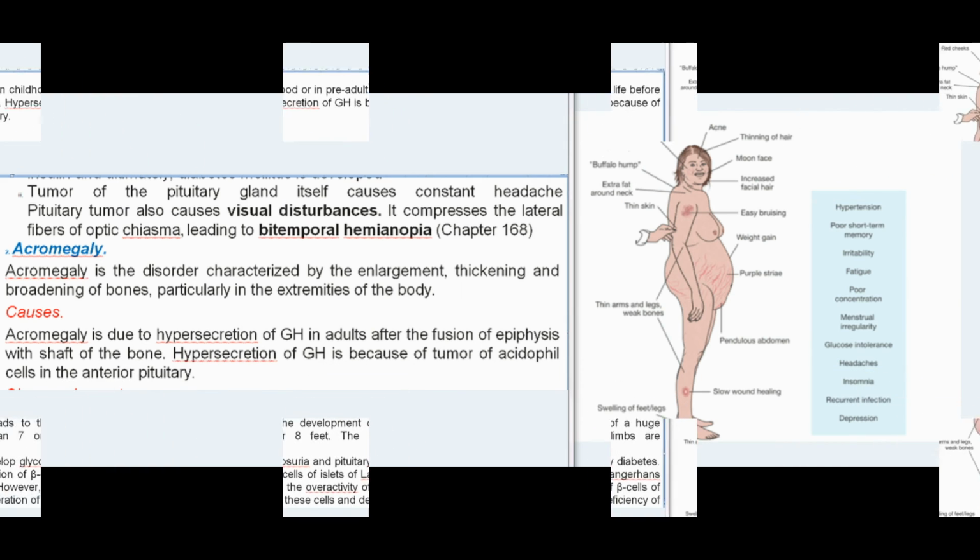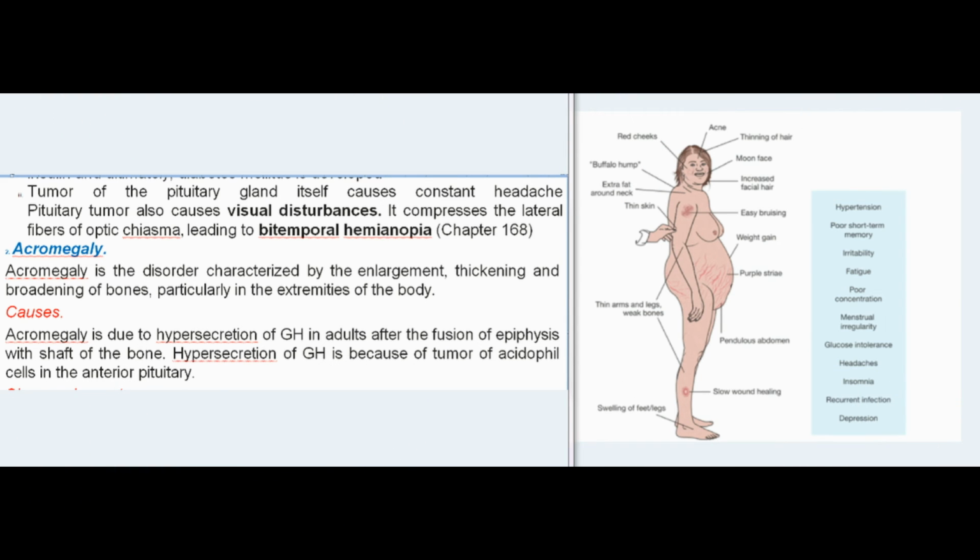Tumor of the pituitary gland itself causes constant headache. Pituitary tumor also causes visual disturbances. It compresses the lateral fibers of optic chiasma, leading to bitemporal hemianopia.